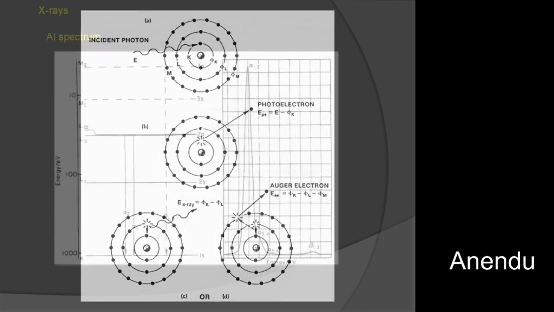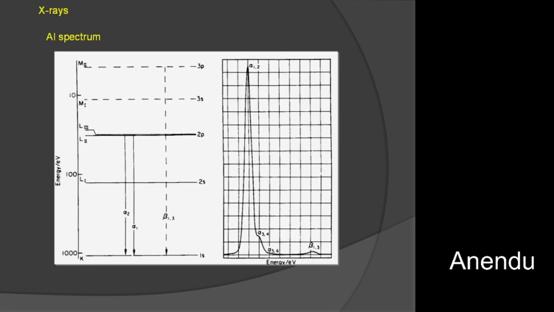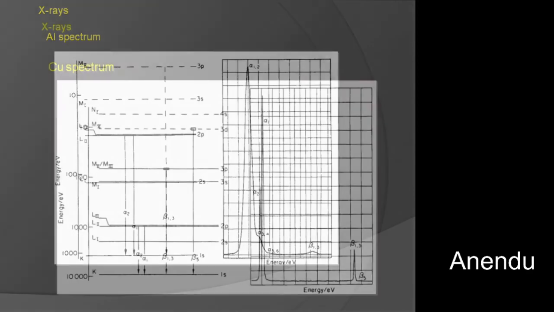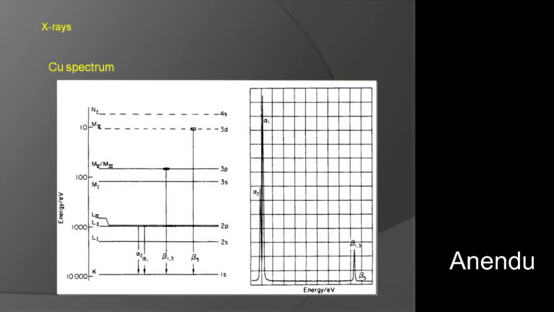These are characteristic curves if aluminum is used as the target material, and this is the copper material as a target material, and from this peak we calculate the atomic number, that is, the atomic number Z of the material.